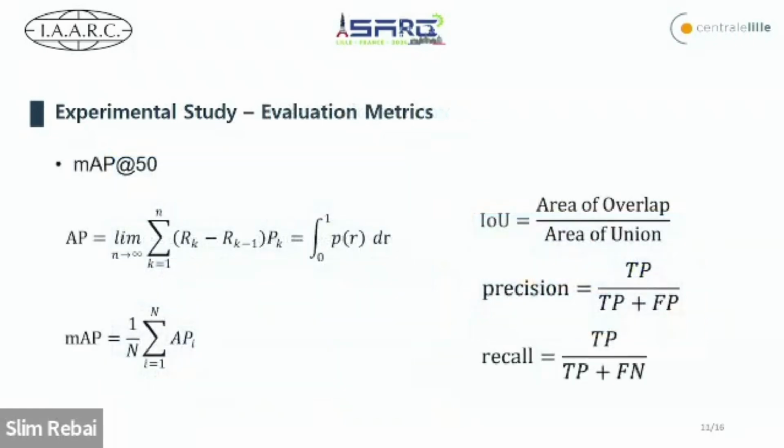We set mAP at 50 as the evaluation metric. mAP refers to the area under the precision-recall curve, and mAP at 50 sets the threshold of IoU as 0.5. You guys are already experts in this field.